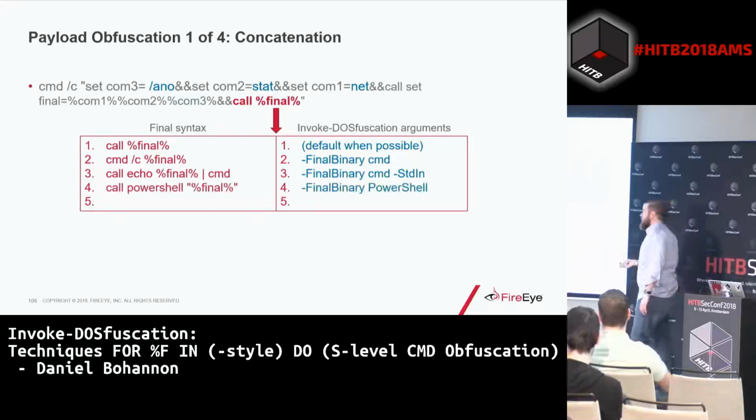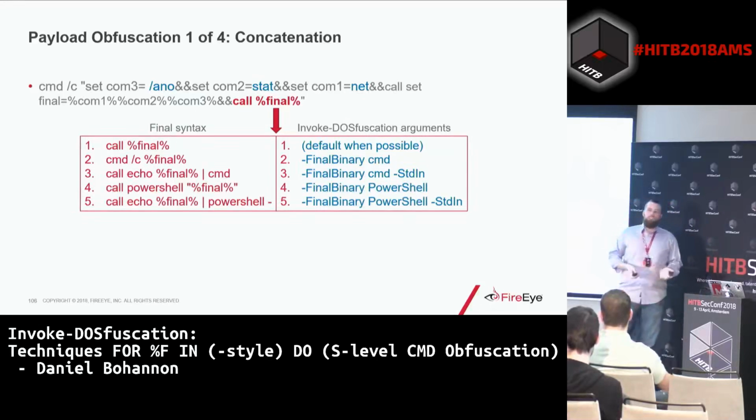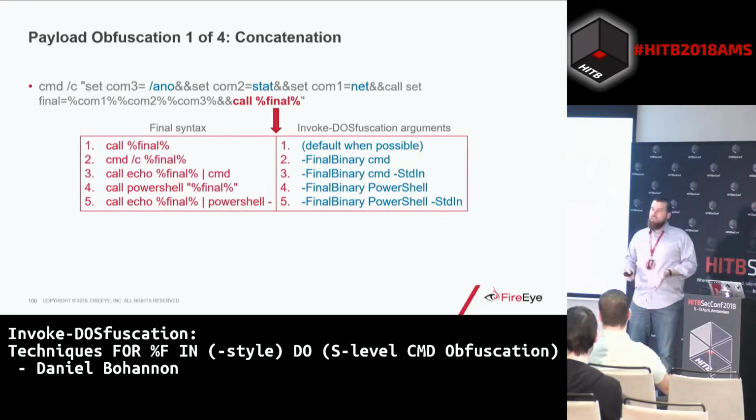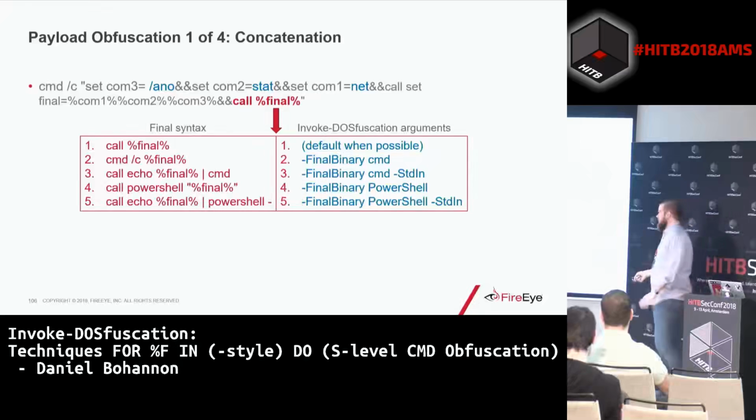Options 4 and 5 are just the same, except they're using PowerShell instead of cmd. So basically, in Invoke-Obfuscation, if your input command, you actually want it to be run by PowerShell in the end, then you can specify that and say, hey, the final binary to run this is going to be PowerShell, and then I'll handle in the tool all the command level obfuscation escaping on top of PowerShell level escaping.